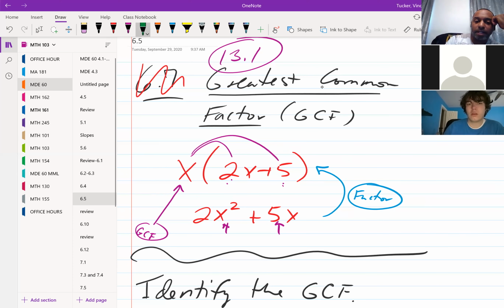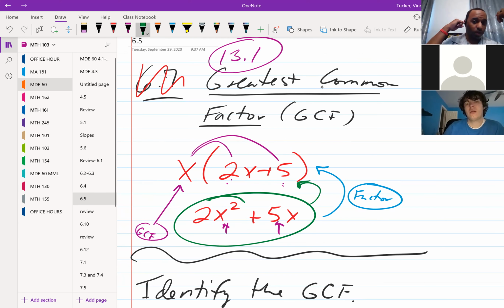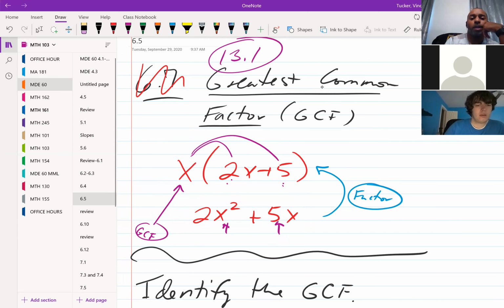So in other words, if I had x times 2x plus 5, the result when I multiply that out would be 2x squared plus 5x, because x times 2x is 2x squared, x times 5 is 5x. So factoring is taking it back to this. I would have 2x squared plus 5x, and I'm taking it back to 2x plus 5, and then the x on the outside. So that's what factoring is. And in this case, the GCF, the greatest common factor, would have been the x. So it's the greatest common factor that I can pull out of each term that I see.